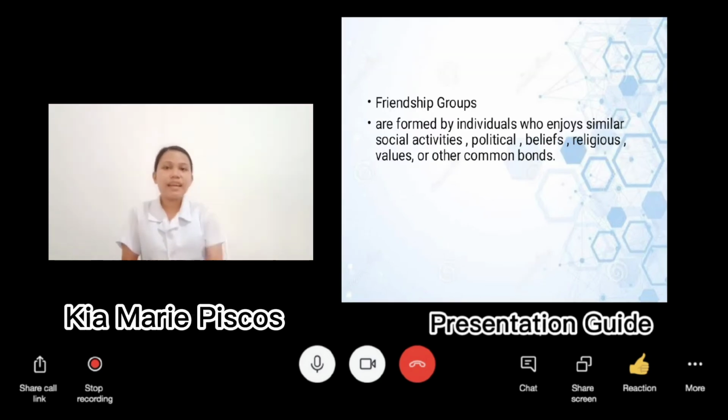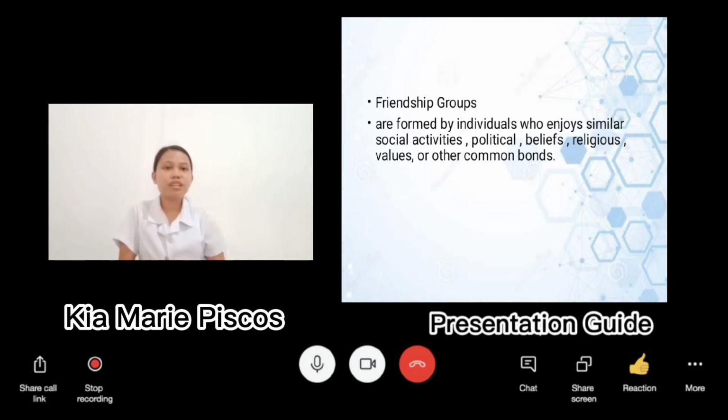So the second kind of informal groups are friendship groups. Friendship groups are formed by individuals who enjoy similar social activities, political beliefs, religious values, or other common bonds. So, this kind of group is what they call a group of people with the same vibes, right? It is like an association of people who like each other and who like to be together.